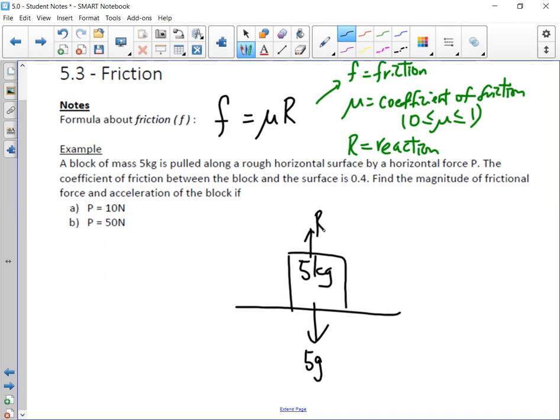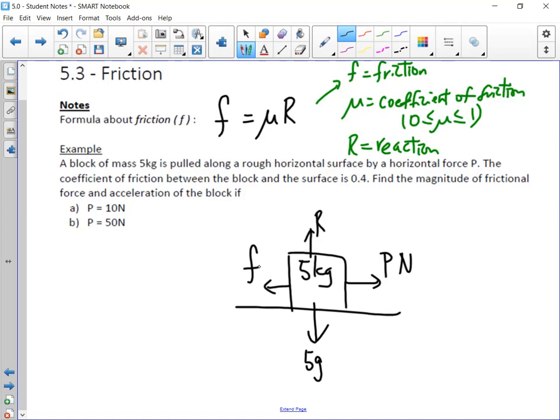It is pulled by a horizontal force P, so let's call it P Newton, because it's a rough ground. If the block is sliding to the right side, then friction will be to the left. You will have to use your common sense to determine this. Friction is always against the motion.